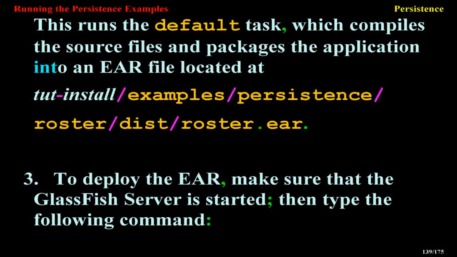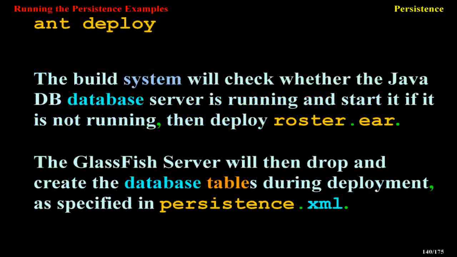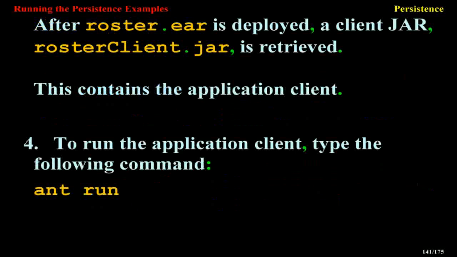Then type the following command: ant deploy. The build system will check whether the Java DB database server is running and start it if it is not running. Then it deploys roster.ear. The GlassFish server will then drop and create the database tables during deployment, as specified in persistence.xml. After roster.ear is deployed, a client JAR, rosterClient.jar, is retrieved. This contains the application client.